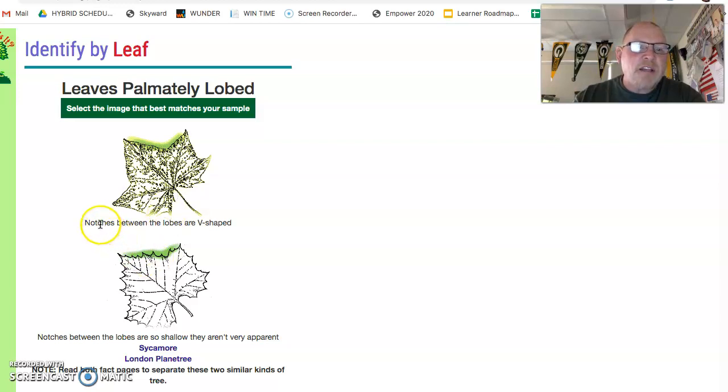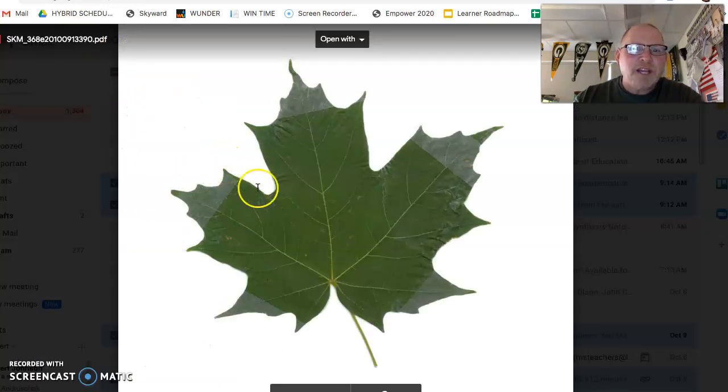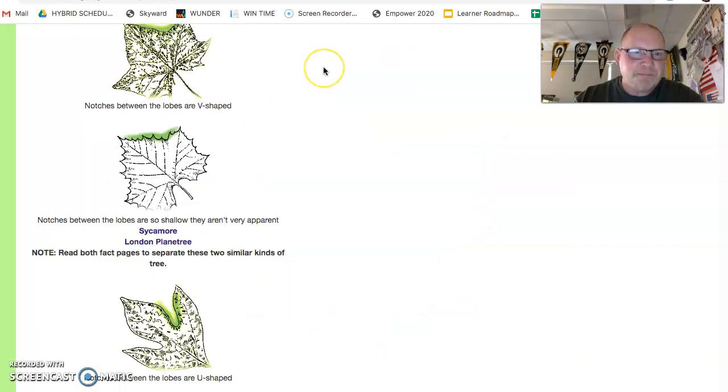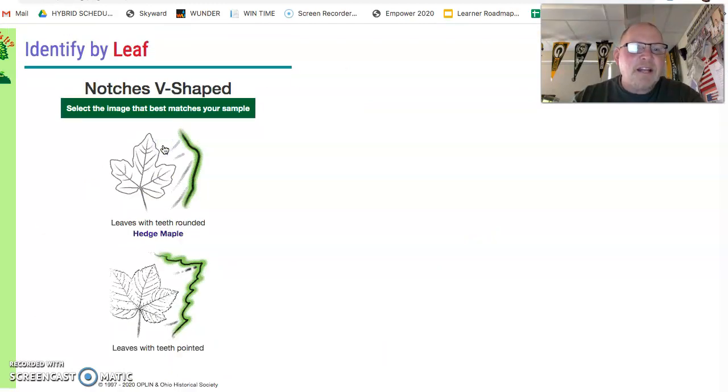Are the notches between the lobes V-shaped? Are the notches between the lobes shallow, not very apparent? Or are the notches U-shaped? So let's go back to our key. I would say that our notches are somewhat V-shaped. And then we have two more choices.